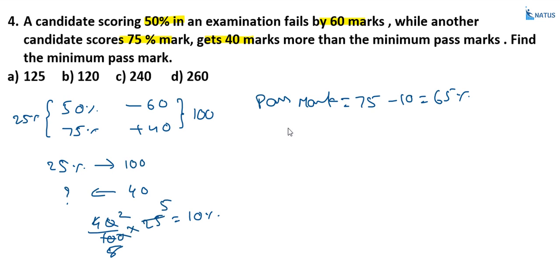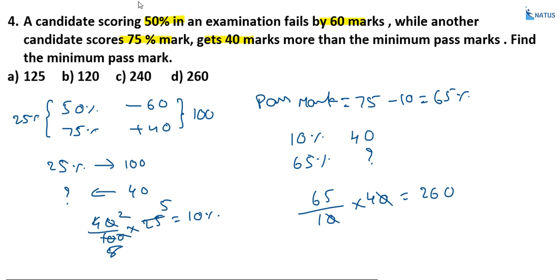Right? Now 10% of the marks is equal to how much? Already we know that 40. Now what we required? 65% of the mark is equal to how much? So that equals 65 by 10 into 40 gets cancelled. So that is equal to 260. Option D is the correct answer.